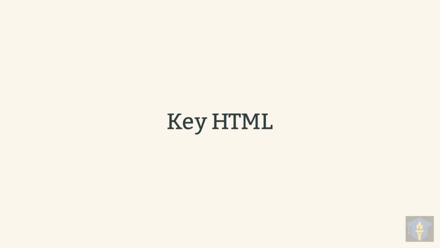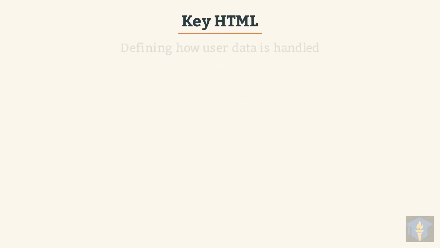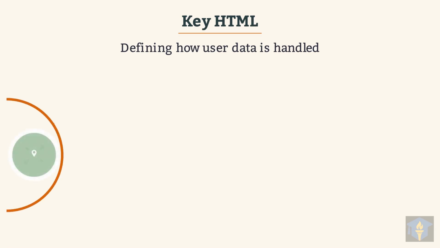Let's explore some key HTML attributes that are crucial for understanding forms and user interactions. These attributes are all about defining precisely how user data is gathered, processed, and handled within your web applications. First, the action attribute. It's a fundamental part of form handling in HTML.